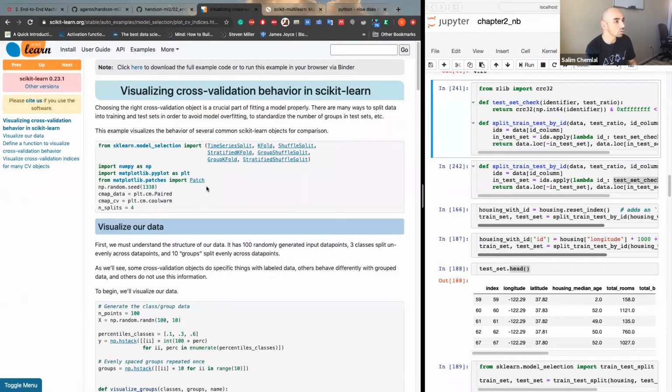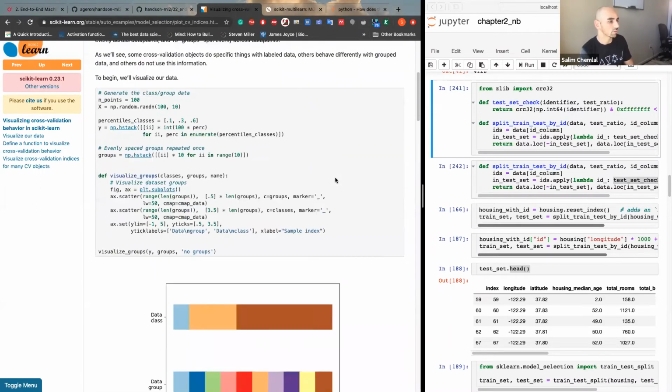So this is a nice one that I came across in scikit-learn, visualizing cross-validation behavior in scikit-learn. What I'm very familiar with, of course, and we all probably are, is cross-validation, right? When you do k-fold cross-validation and so forth. And we can relate stratified cross-validation to k-fold cross-validation.